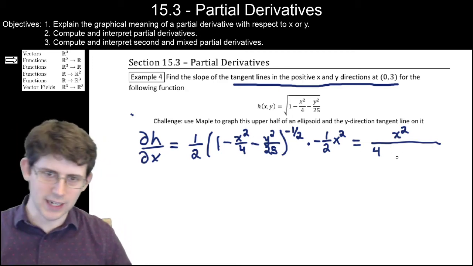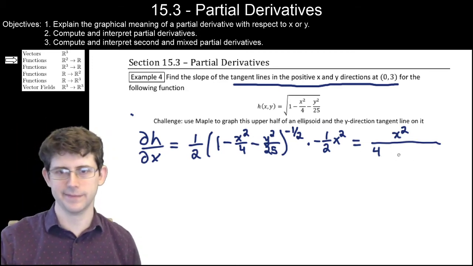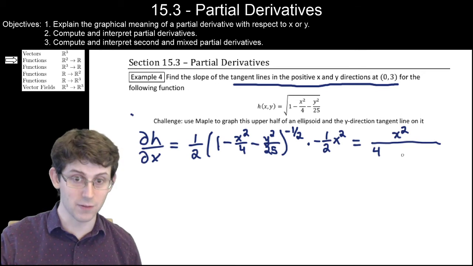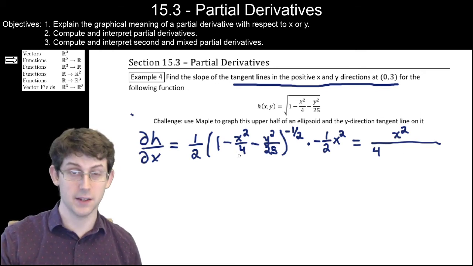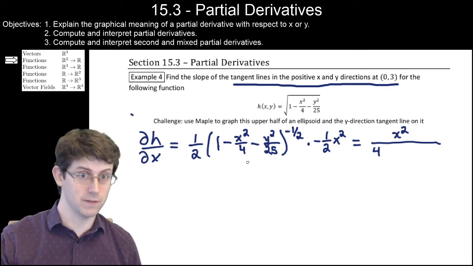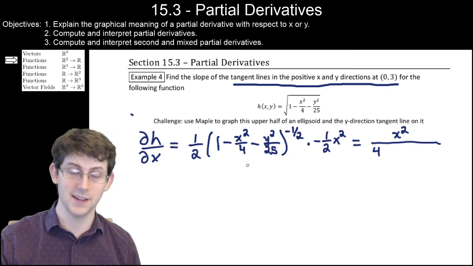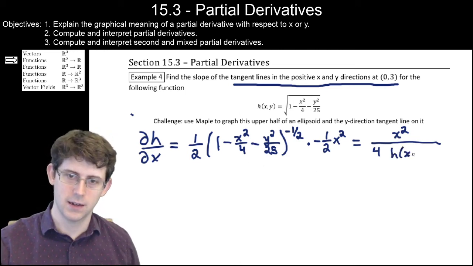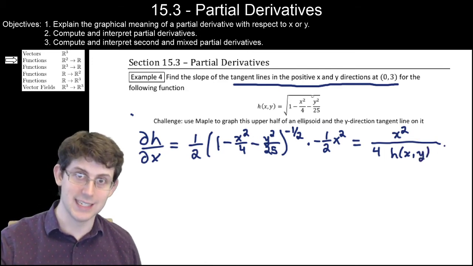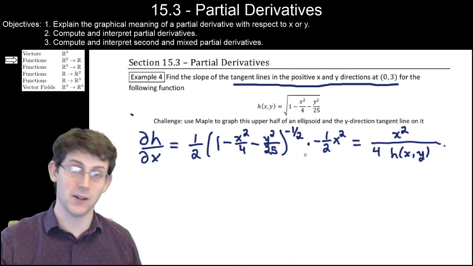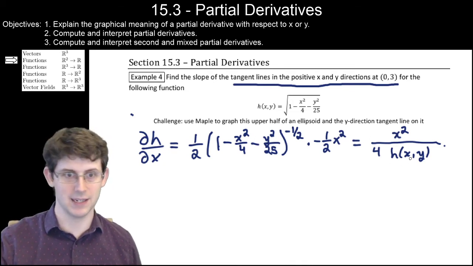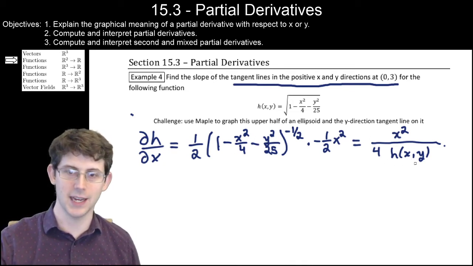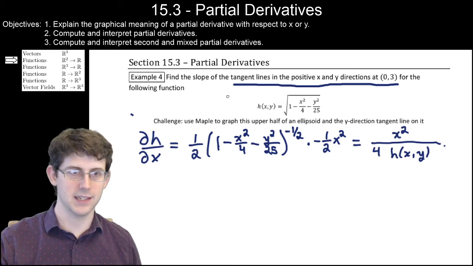Here's a good trick for not having to write things over and over. I was about to write the square root of 1 minus x squared over 4 minus y squared over 25, but that already has a name in this question. I was about to write this down again, and I don't want to do that. If something's already named, then just use the name of it. That's fine. So here's partial h, partial x. That's the slope of the tangent line in the x direction.